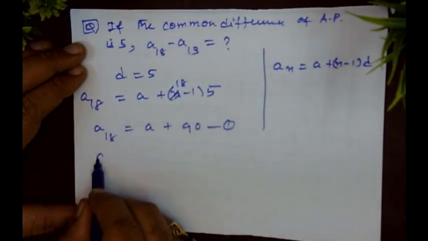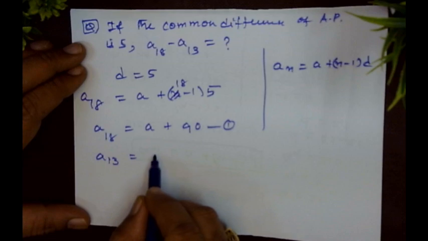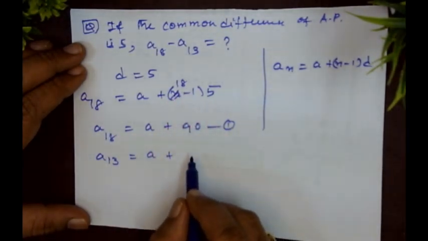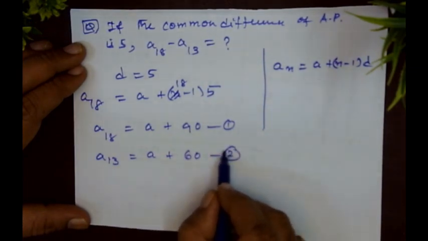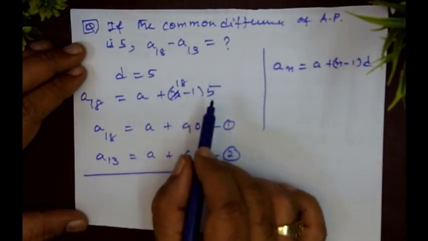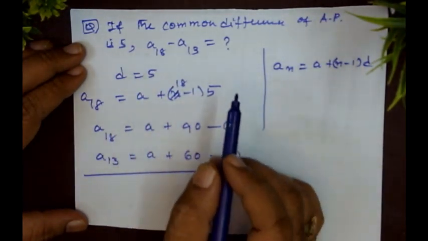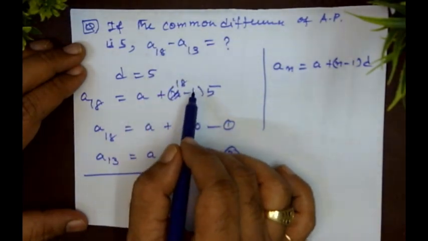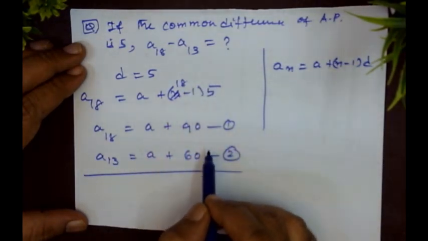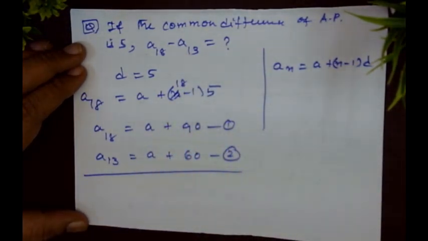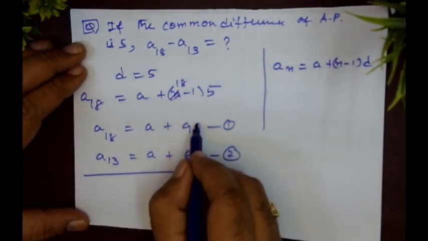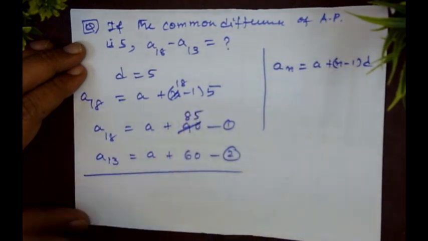And what about a13? That is equal to a plus 13 minus 1, 12. 12 into 5, 60. This is equation 2. So 13 minus 1, that is 12. 12 into 5, 60. Got it? So first it's 18 minus 1, 17. 17 into 5 means 85. Okay?